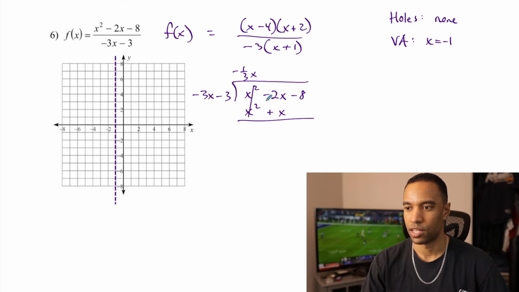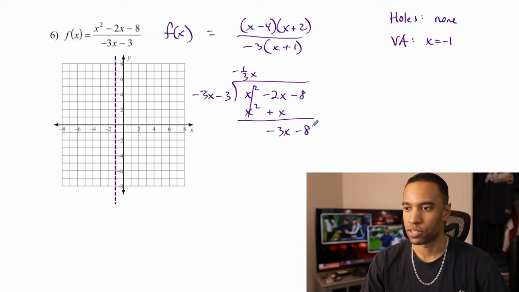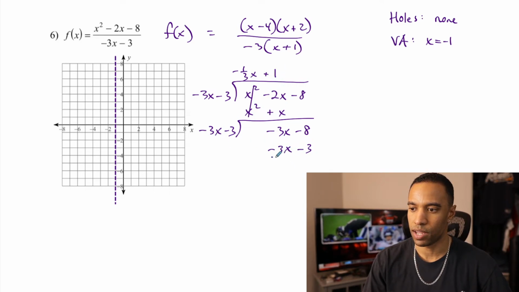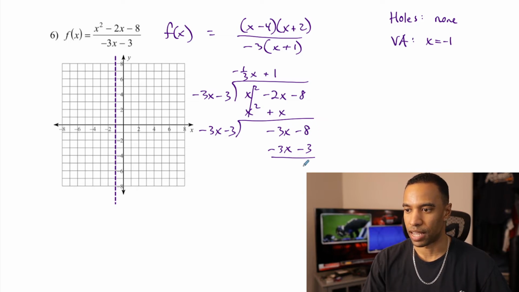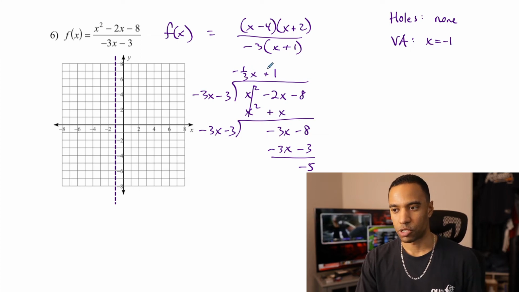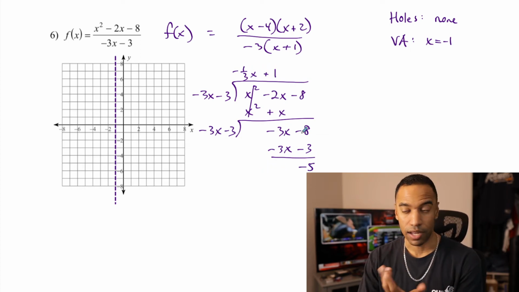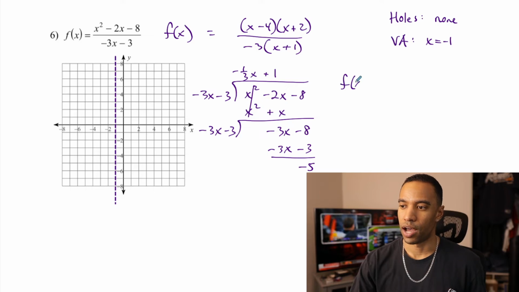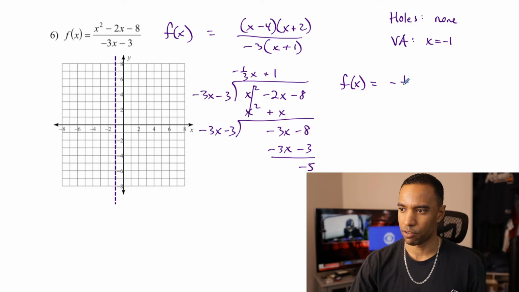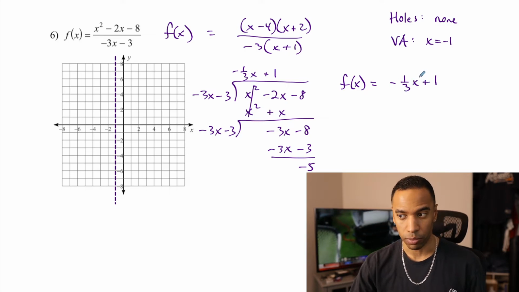And let's subtract. These go away. -2x minus positive x is -3x. And we get -8. And -3x goes into -3x one time. So you multiply those, we get -3x minus 3. And we subtract that out, and we get -5. So -5 is the remainder. -1/3 x plus 1, because -3x can't go into a constant, right? So your quotient is -1/3 x plus 1. That's going to be our oblique asymptote.